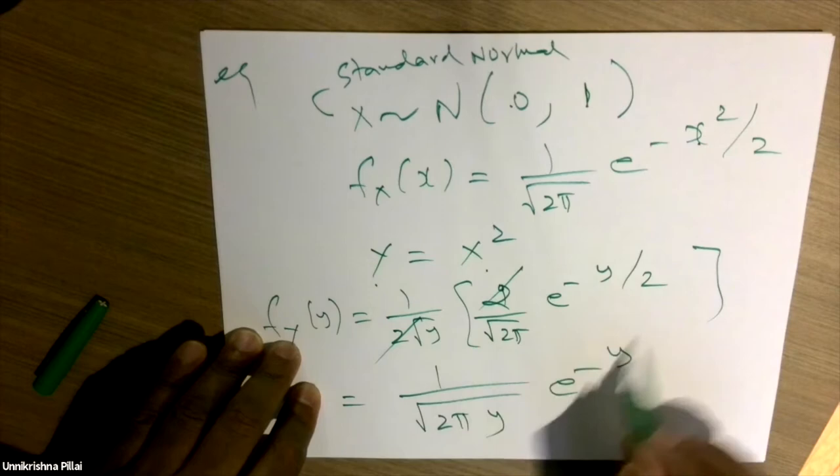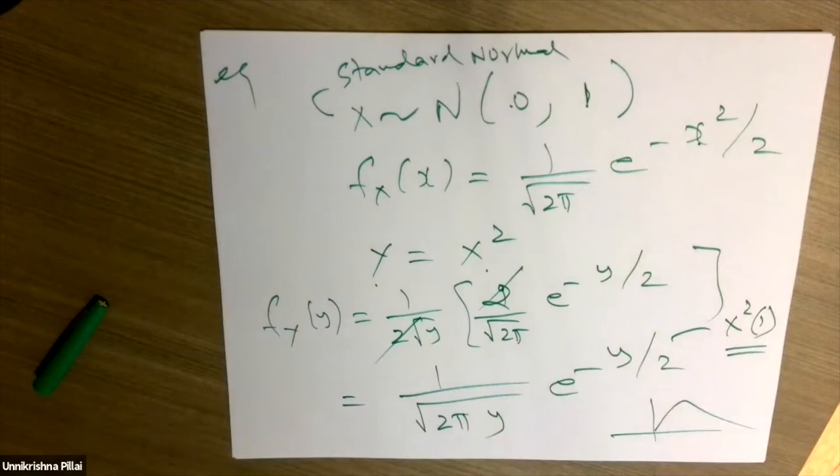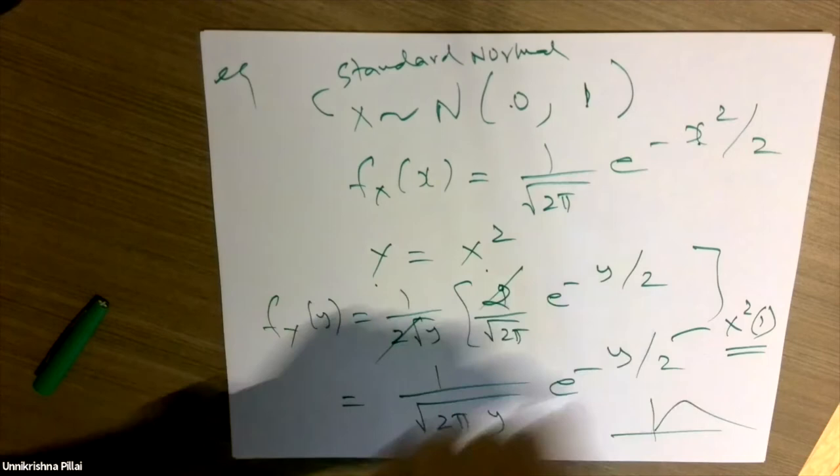and I think it is some shape like this. So this is called chi-squared, chi-squared with 1 degree of freedom. We will see more later. So this is another theorem: if you have a standard Gaussian and you square it, you get a chi-squared random variable. What is the PDF of chi-squared? It is here.